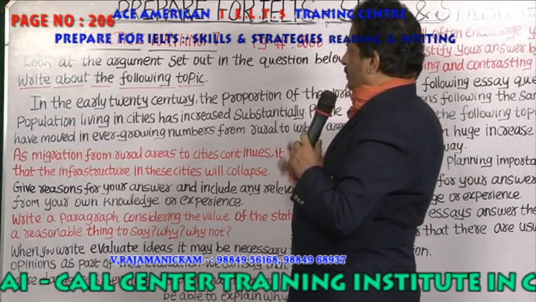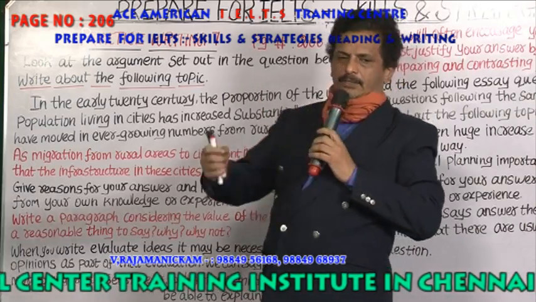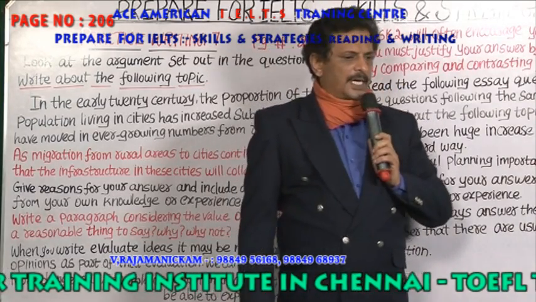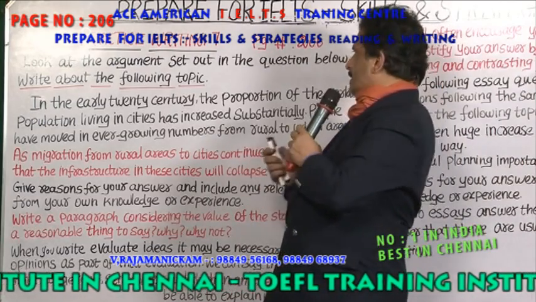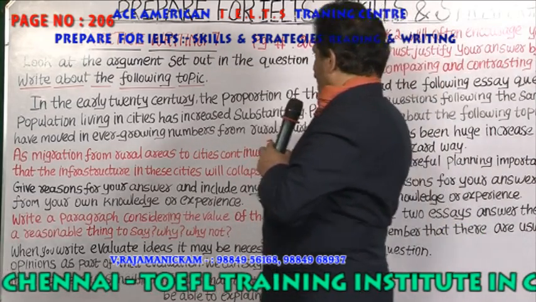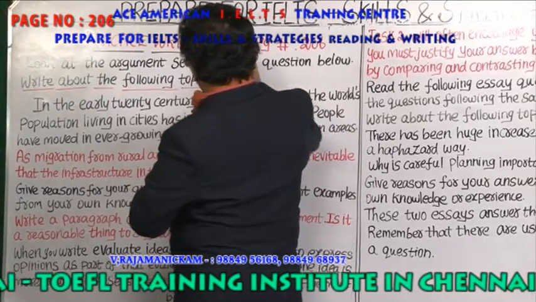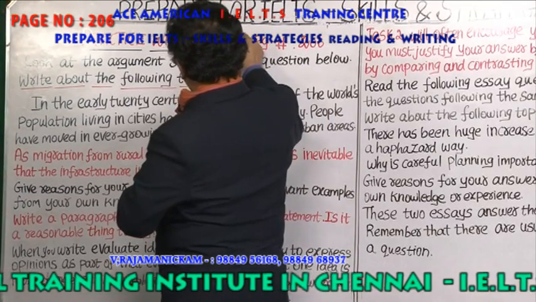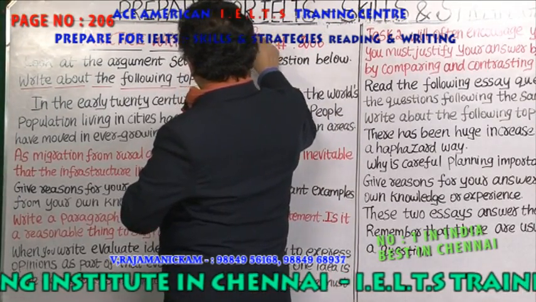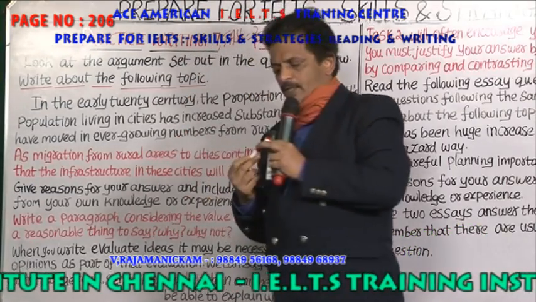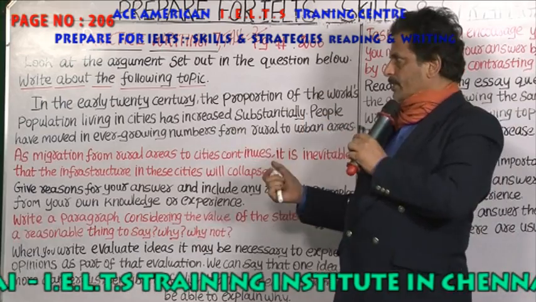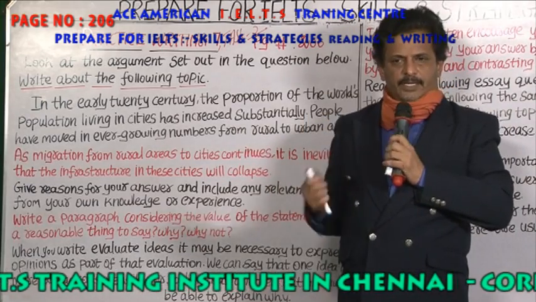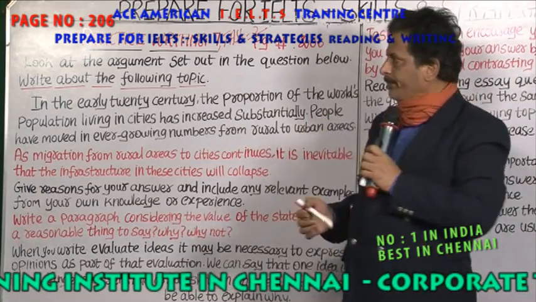Take page number 206, which is the practice writing. You have to practice. If you want to get specialized in certain things, you have to practice, right? So it is Task 2. Task 1 is something like letter writing; here in Task 2, you have to write an essay of almost 250 to 270 words, right? We have already seen quite a number of essays. Now we have come to essay writing.